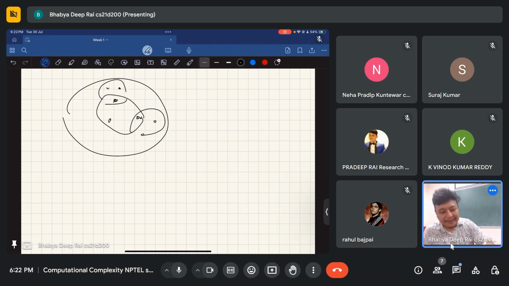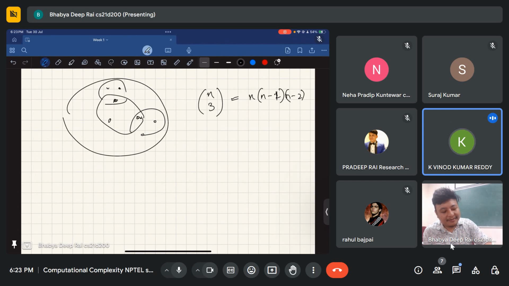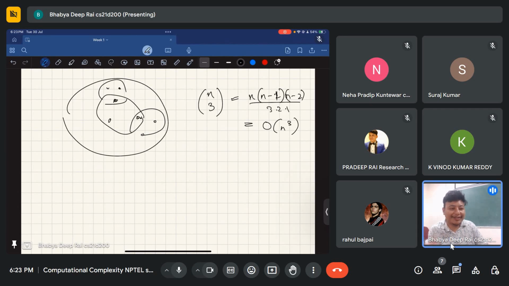And how many such choices are there? There are n vertices, let's say, and you're choosing 3. n choose 3, which will be something like n times n minus 1 times n minus 2 divided by factorial 3, which is 3 times 2 times 1. And this is order n cube, which is polynomial. Right, good. So you can see that this is actually a brute force approach. You're going across all size 3 complete graphs.